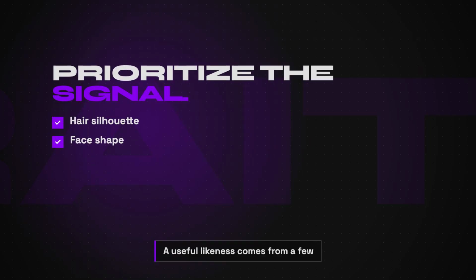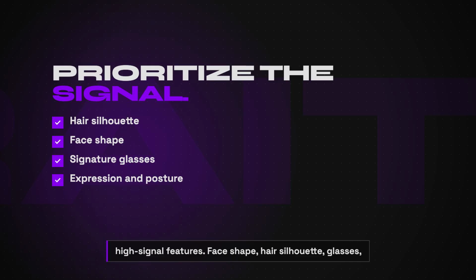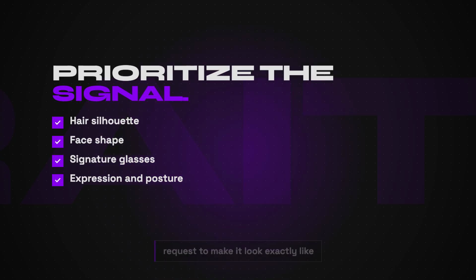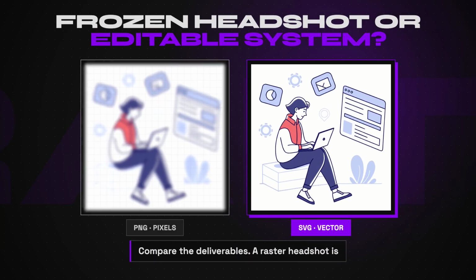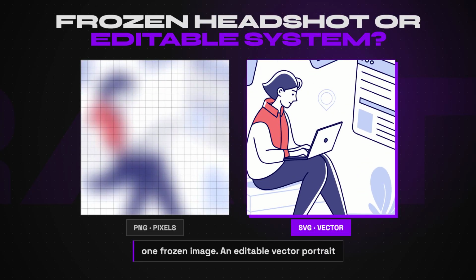A useful likeness comes from a few high-signal features: face shape, hair silhouette, glasses, brow line, smile, posture, and one signature accessory matter more than dozens of tiny details. Name those features explicitly. The generator needs a visual hierarchy, not a vague request to make it look exactly like someone. Compare the deliverables. A raster headshot is one frozen image. An editable vector portrait is a system. It can become a circular avatar, a wide hero graphic, a monochrome print mark, a sticker, a tiny badge, or an animated layer stack while the recognizable identity remains consistent.